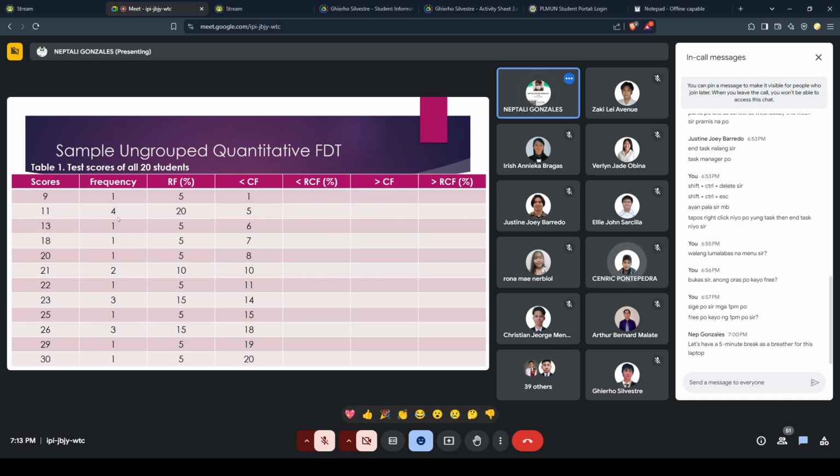To compute for the less than relative cumulative frequency percentage, same principle as if you are computing the relative frequency. Divide by 20 times 100. So 1 divided by 20 times 100. 5 divided by 20 times 100. 6 divided by 20 times 100. 7 divided by 20 times 100. So you will have 5, 25.